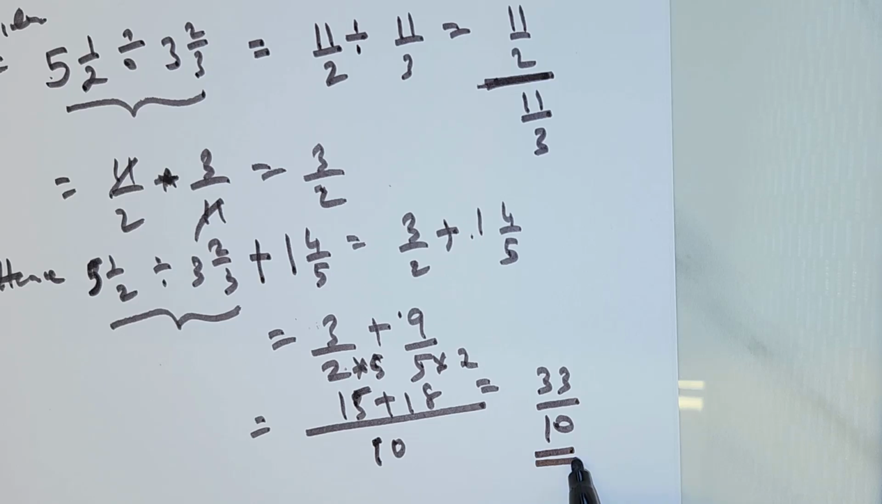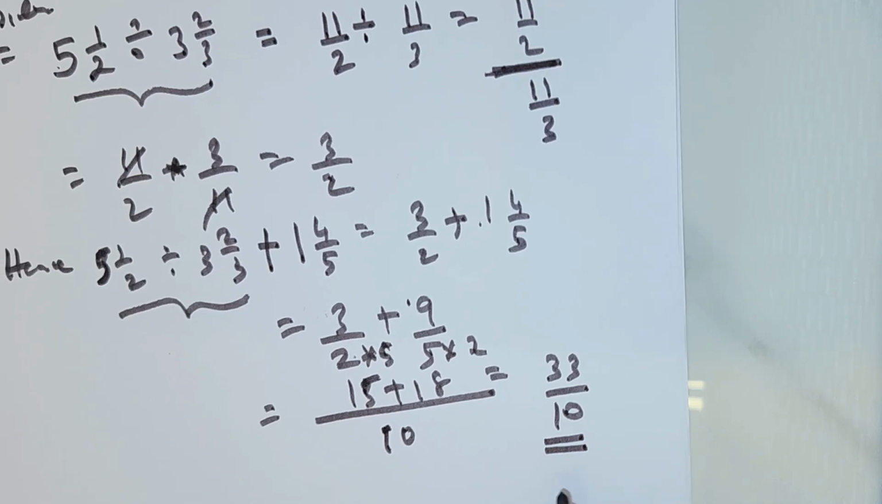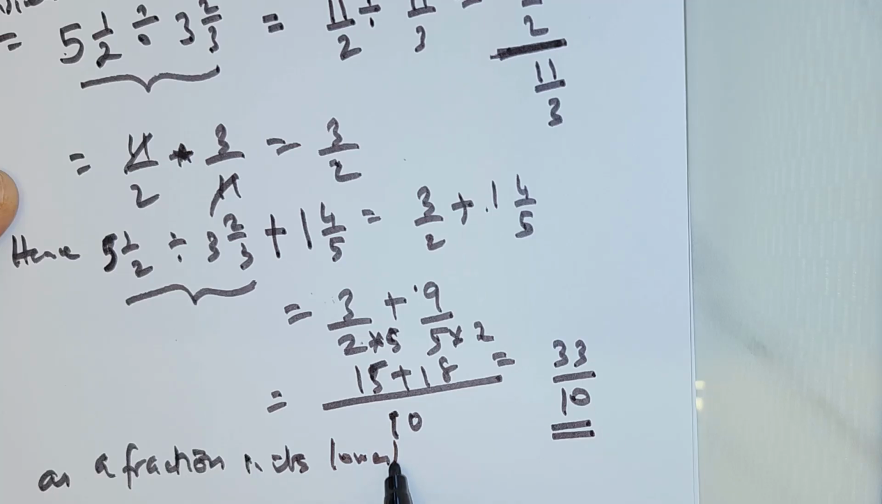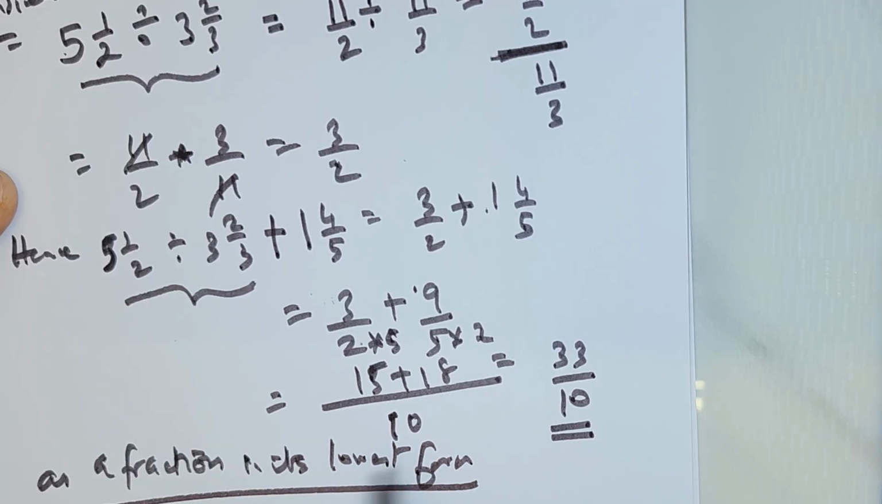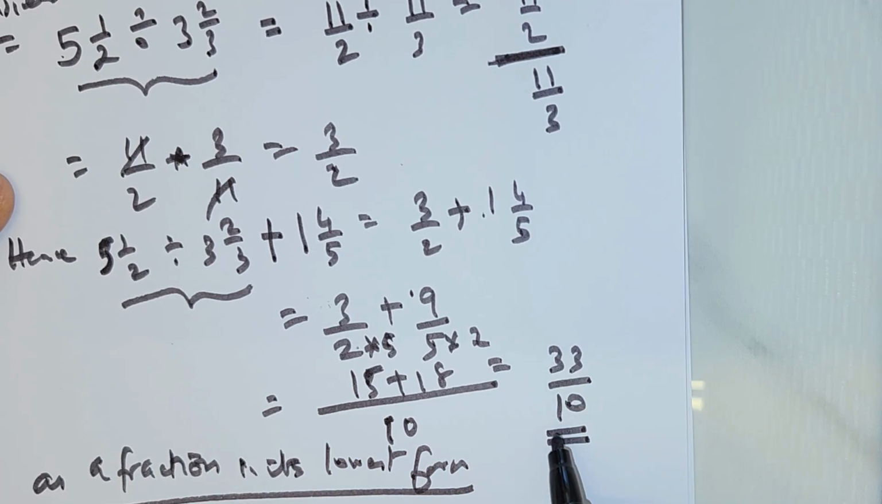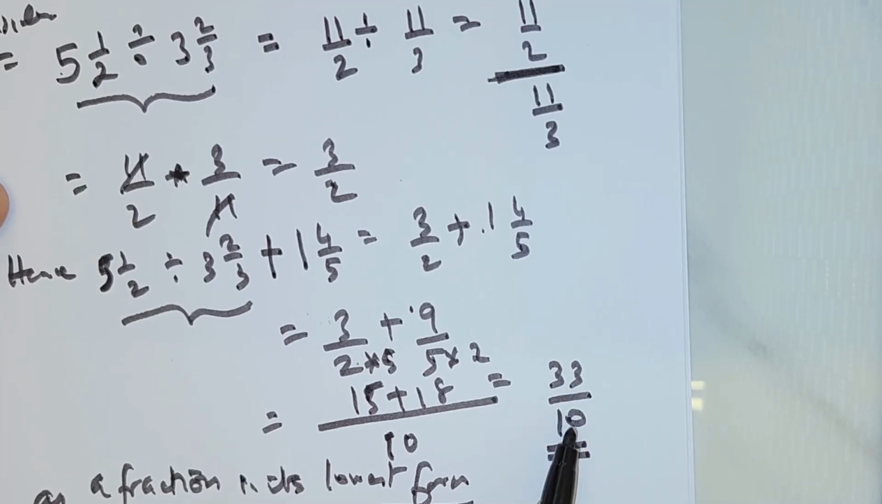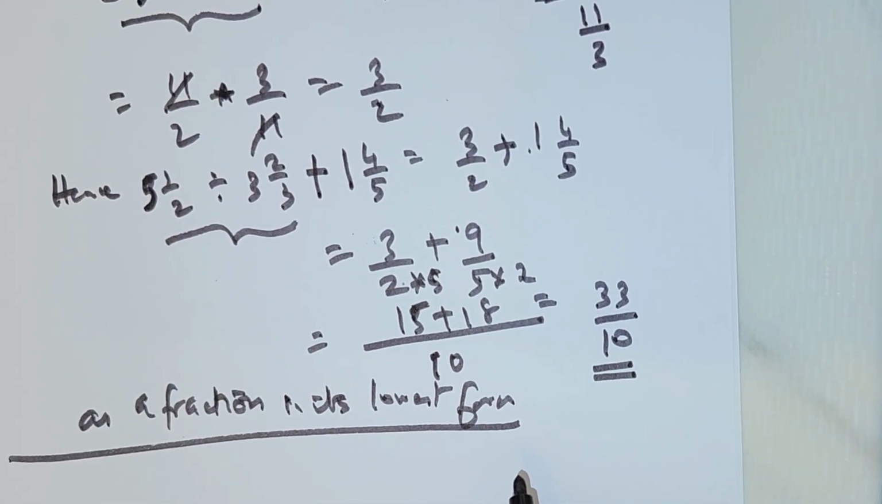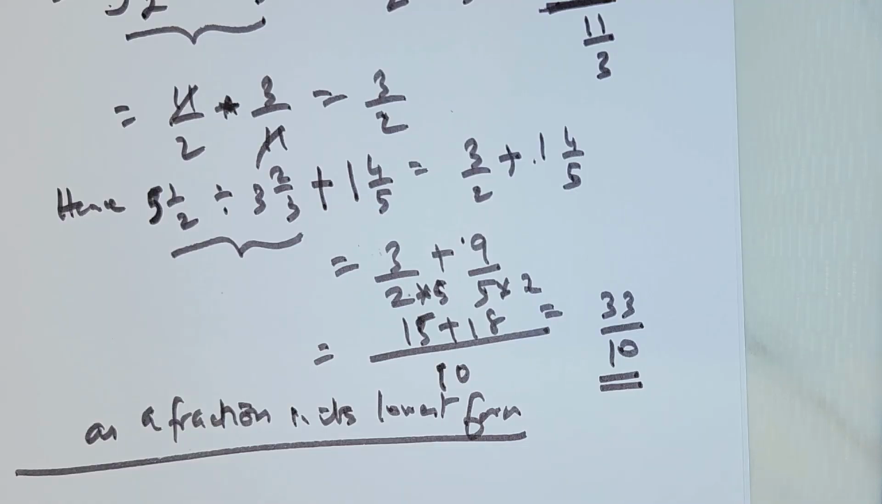Now we have to stop here. Why? Because the requirement is as a fraction in its lowest form. Don't be tempted to divide 33 by 10. So this is the requirement, so we stop there. Having given you the solution, we move on to the next question.